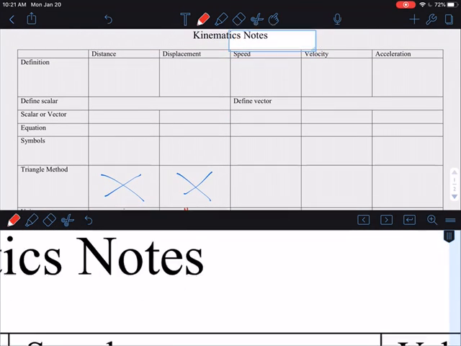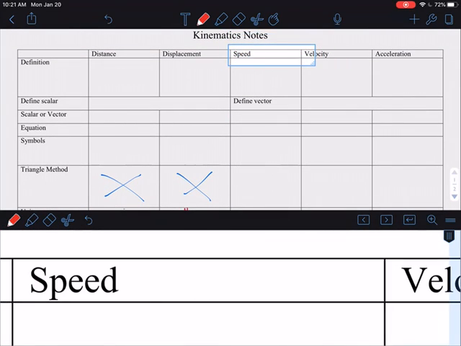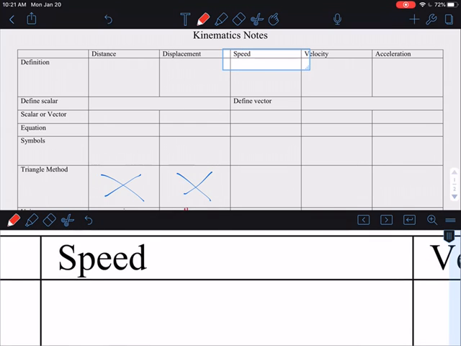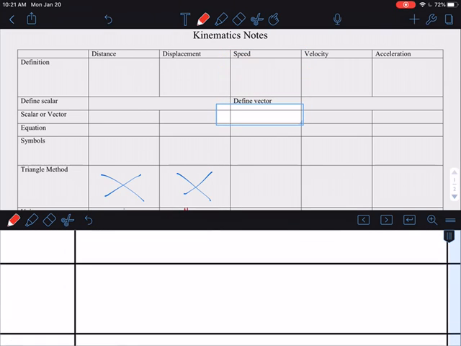Let's go ahead and go up to speed. With the web quest that you did, you looked up the definitions of speed and velocity. Speed is the rate at which an object moves. And speed, is it a scalar or a vector? Well, speed is a scalar, meaning it is only going to have a magnitude. It does not care about direction. So speed, once again, does not care about direction.